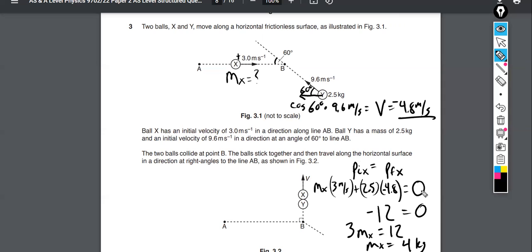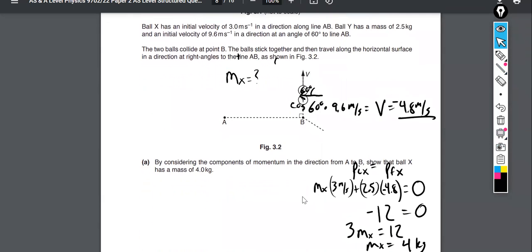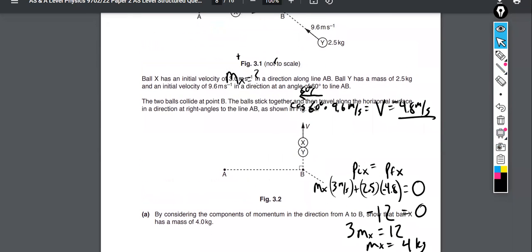And indeed, if we read through this question paper, it does say, by considering the components of momentum in the direction from A to B, show that ball X has a mass of 4. So they actually give you the clue like, hey, just consider the X component, right? The direction of AB, figure out that the mass is 4, which we just did. So that's nice. All right, the next step is to figure out what is this shared velocity V here, right?